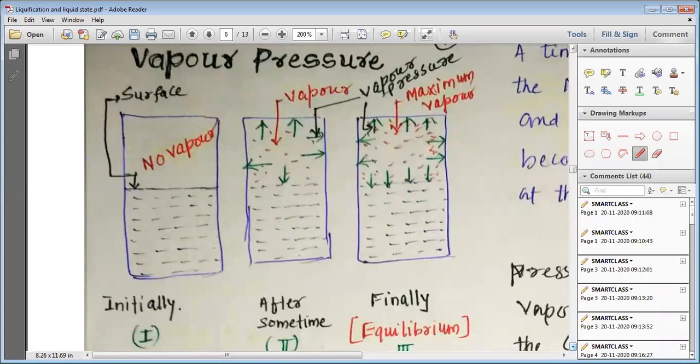Sir, let me explain this figure for you. What happens? We take a closed container. Remember, the container is kept closed. In this closed container, my dear students, we fill the liquid. This is the liquid that we fill in it.